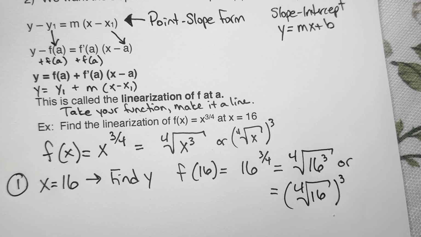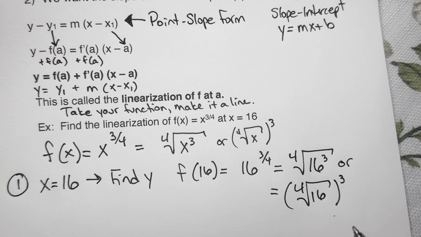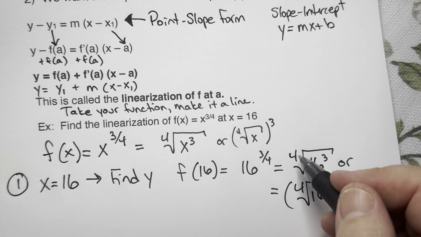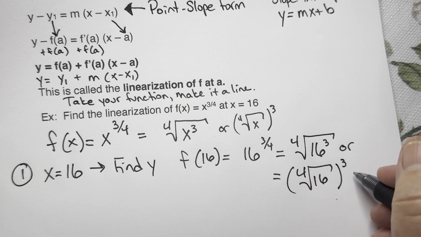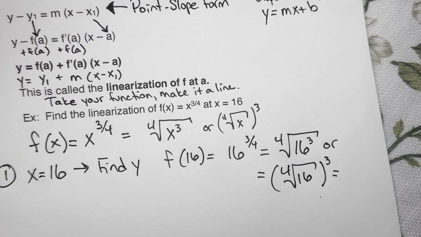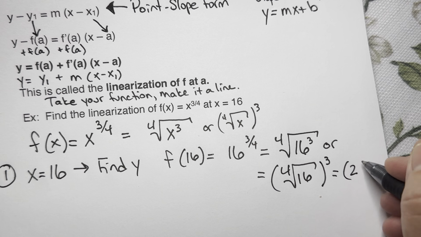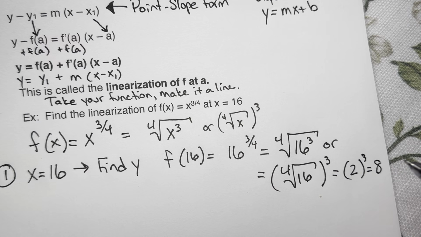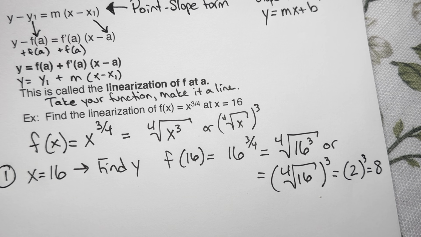Off the top of my head, I don't know what 16 cubed is, so I'm going to use this one. We will get the same value. And so what is the 4th root of 16? So you've got to think, what to the 4th gives me 16? That's 2. 2 times 2 is 4, times 2 is 8, times 2 is 16. So that's 2 cubed, which is 8. So that's where we begin.